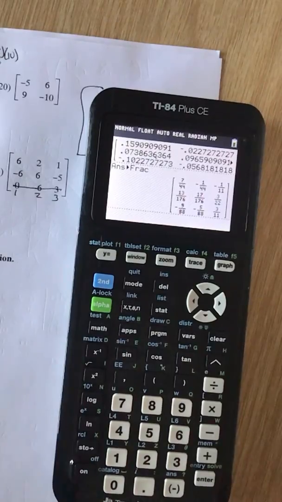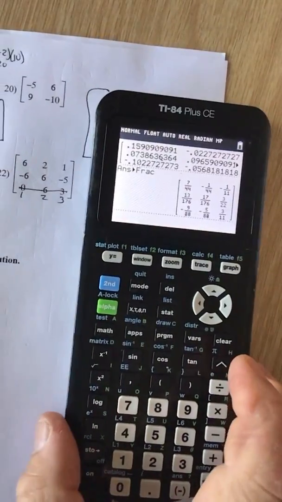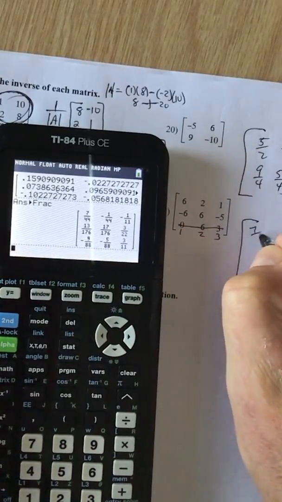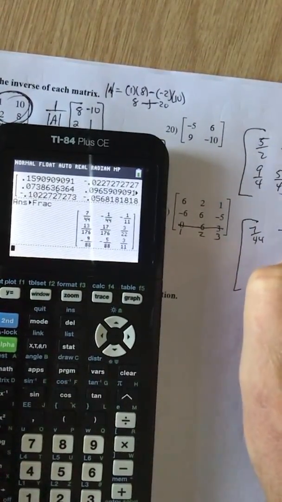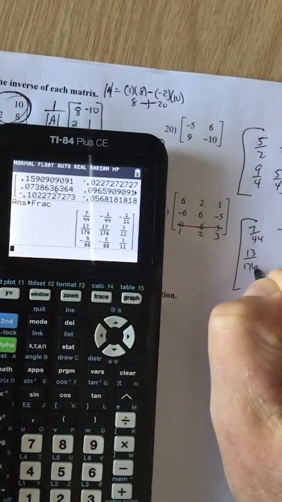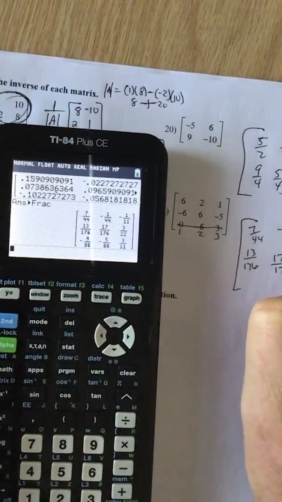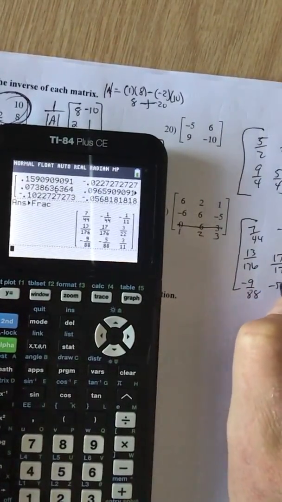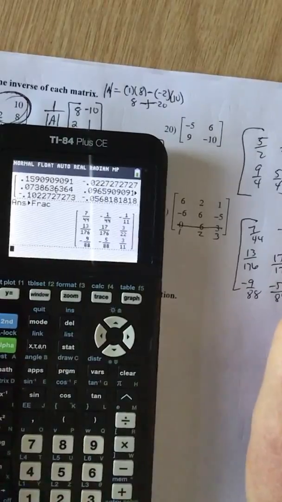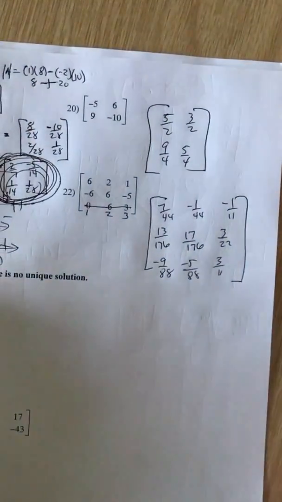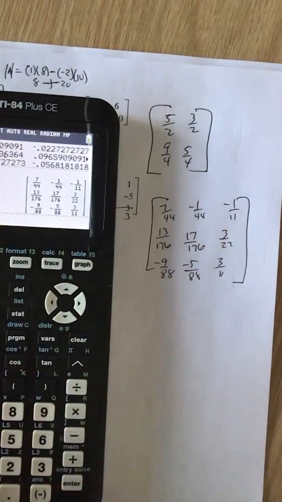Okay, it's kind of an ugly one. I'm not really going to write that answer down. Okay, yeah, I will. I want you to, so. Okay, so 7 44ths, -1 44ths, -1 11, 13 176, 17 176, 3 22, -9 88, -5 88, and 3 11. Good thing we didn't do that one by hand. That would have probably been a beating.